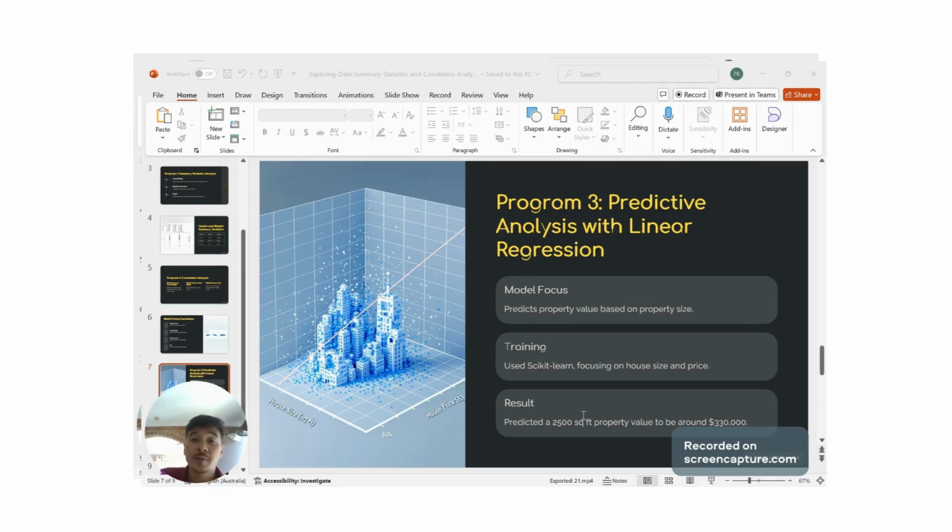Program 3: Predictive Analysis with Linear Regression. In Program 3, we shifted our focus to linear regression, which is a type of predictive modeling. Here, I used this method to predict house price based on property size. Using a tool called scikit-learn, I trained the model with data on house size and prices. After setting it up, I used the model to predict the price of a 2,500 square foot property, which is estimated to be around $330,000.